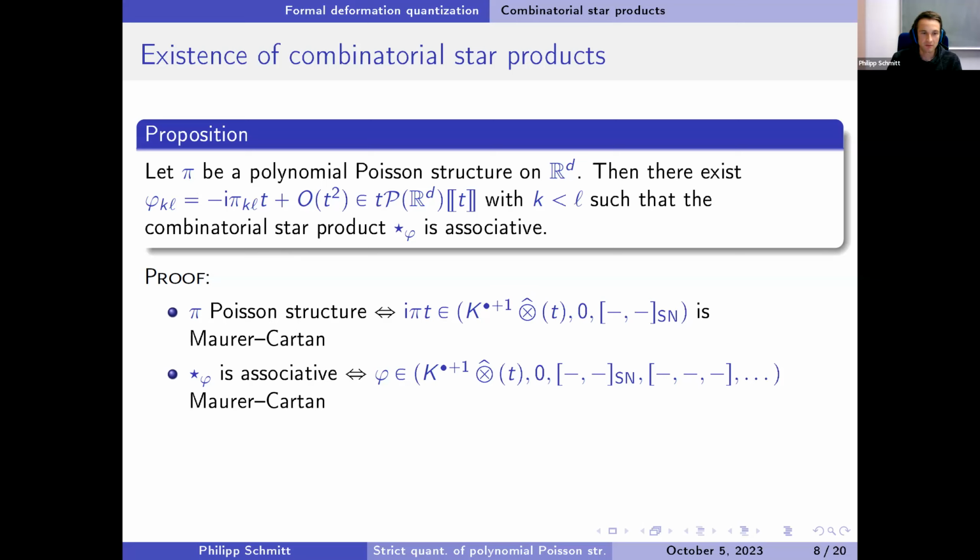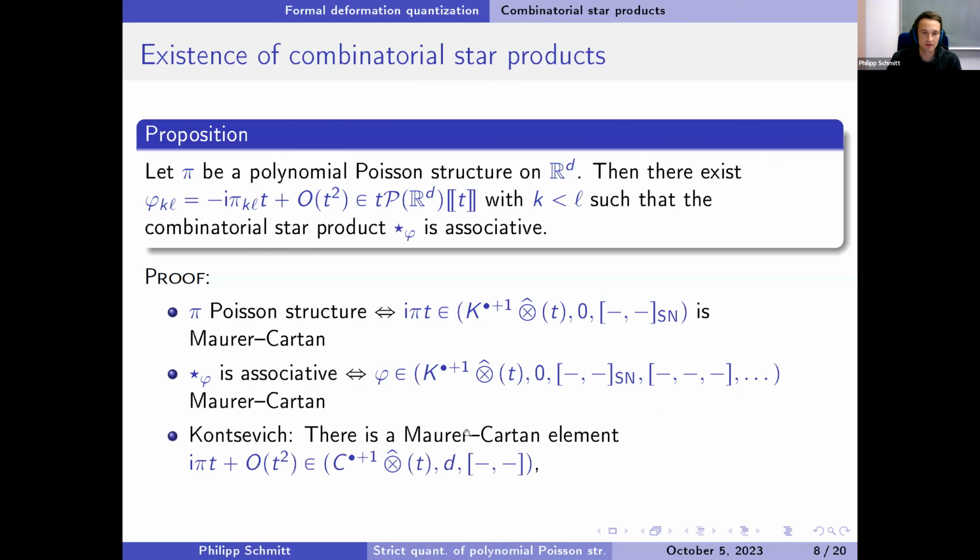Okay, and if you remember the Kontsevich theorem, then there's a very easy way to prove this, because it tells us that any Poisson structure can be quantized. So there's a Maurer-Cartan element in the Hochschild cochain complex of the form i pi t plus higher orders. And well, this complex was quasi-isomorphic to K. So applying this quasi-isomorphism, we will obtain the element phi that we were searching for.